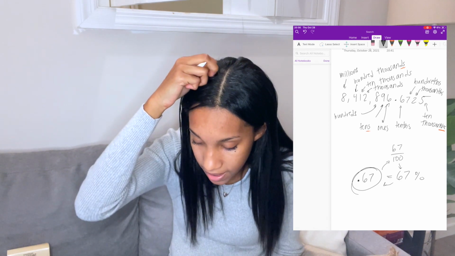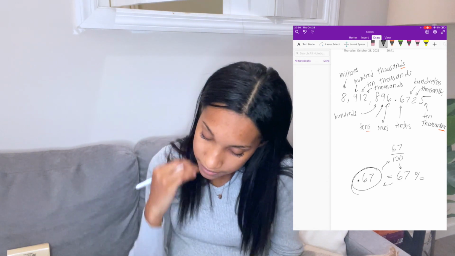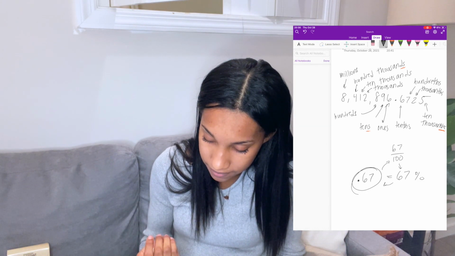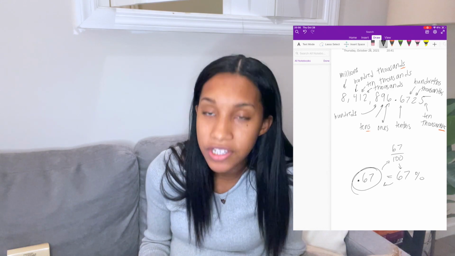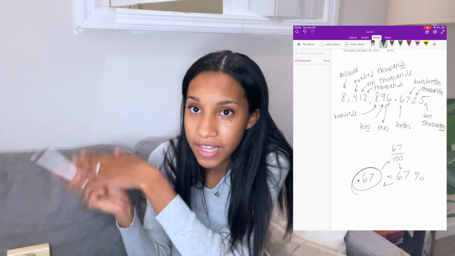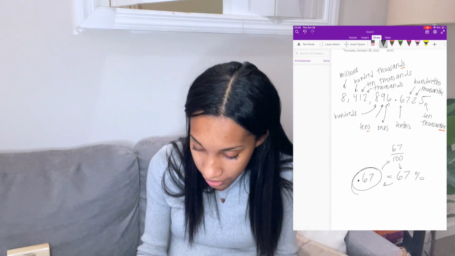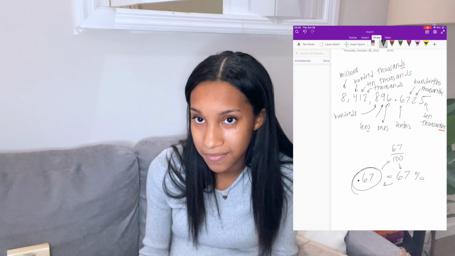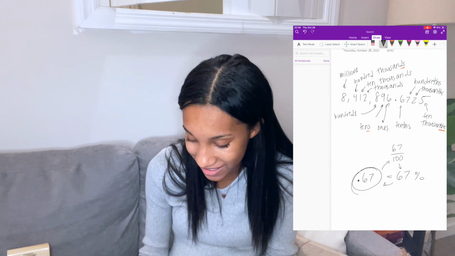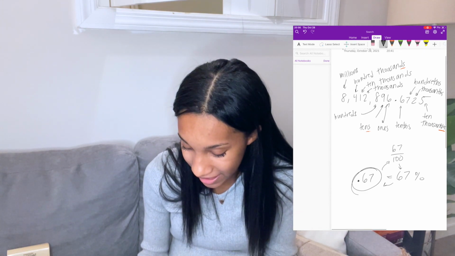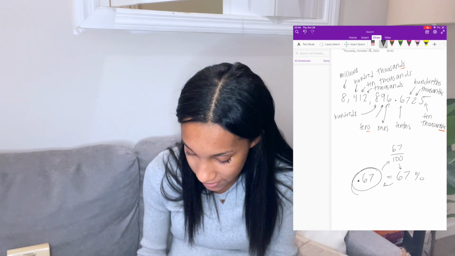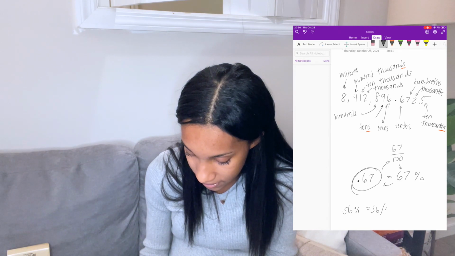So going from percentages into fractions is super simple. You're going to take the number and literally just stick 100 underneath it. So let's just do a new one. 56% equals 56 out of 100.